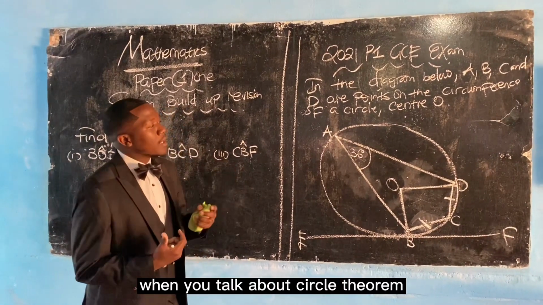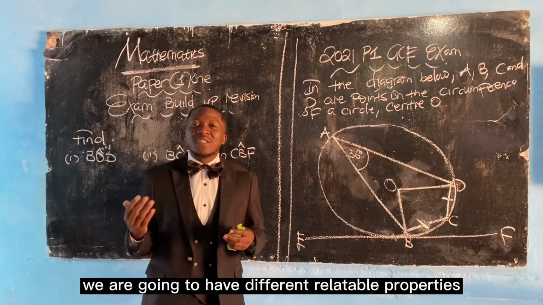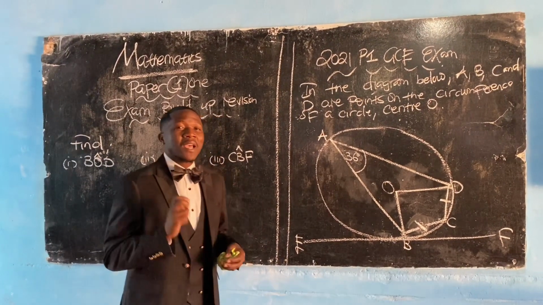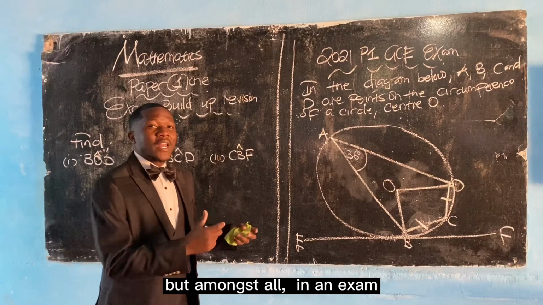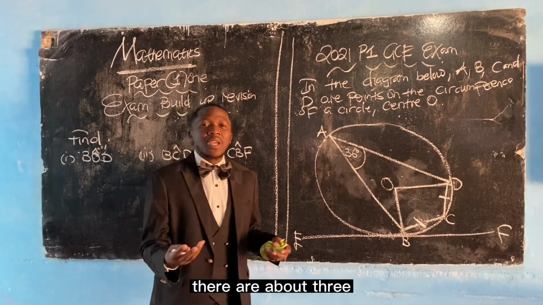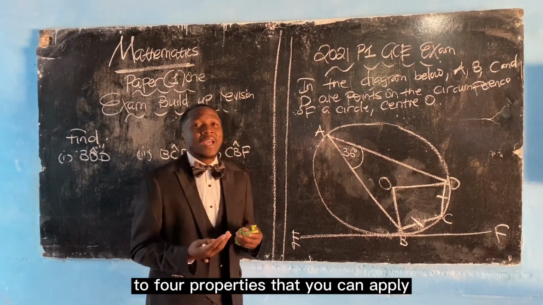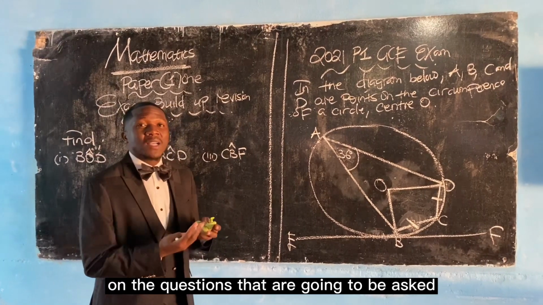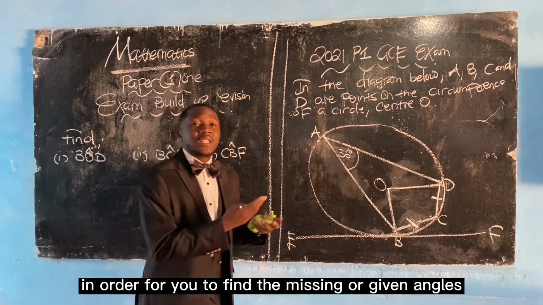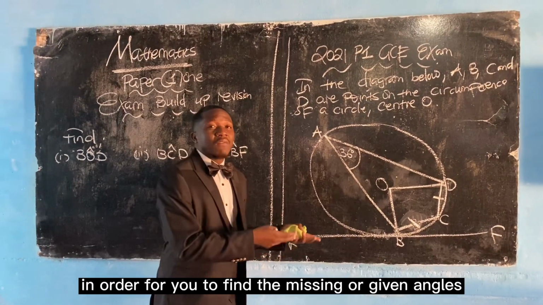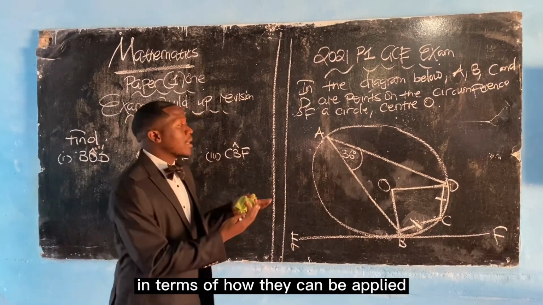When we talk about circle theorem, we are going to have different relatable properties, but amongst all, in an exam, there are about 3 to 4 properties that you can apply on the questions that are going to be asked in order for you to find the missing or the given angles in terms of how they can be applied.